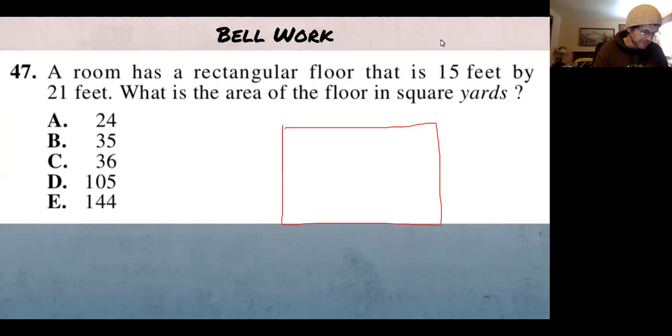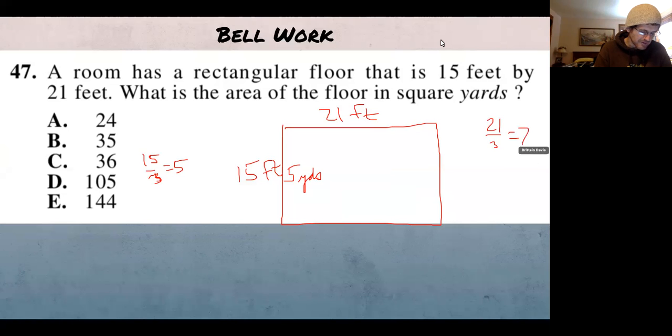I know it's 15 feet wide, and I'm going to put 15 feet right here. And this is 21 feet long. Now, knowing that there are 3 feet in a yard, I just want to divide this. I want to figure out how many yards long and yards wide this room is. So 15 divided by 3 is 5. So it's 5 yards in width. 21 divided by 3 is 7. So that means it's 7 yards long.